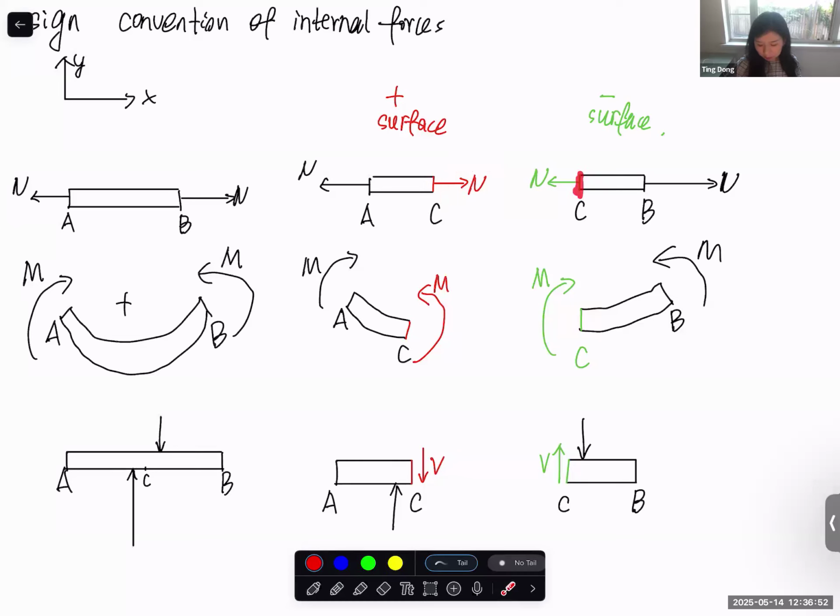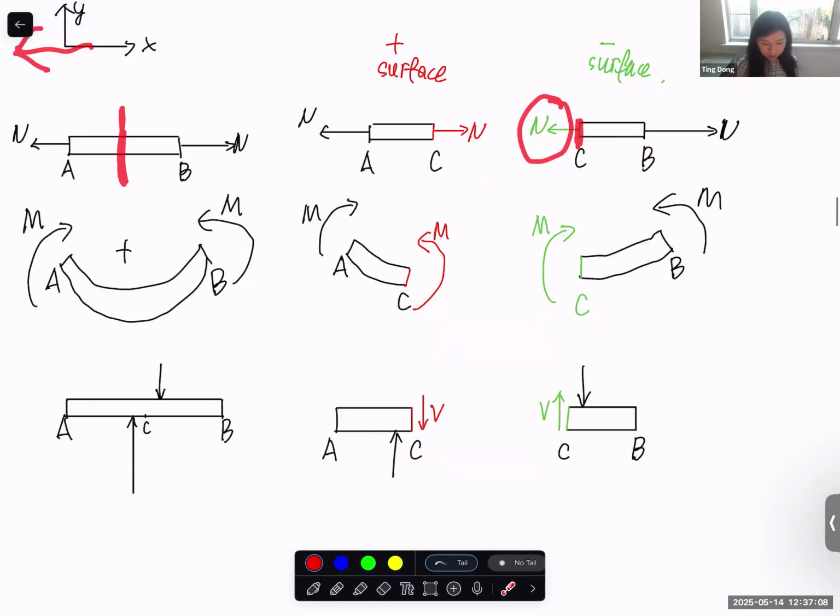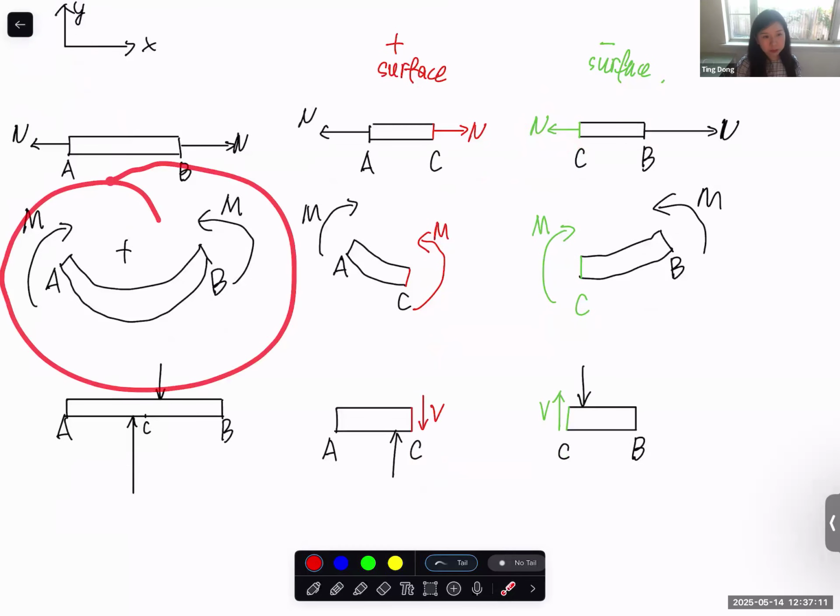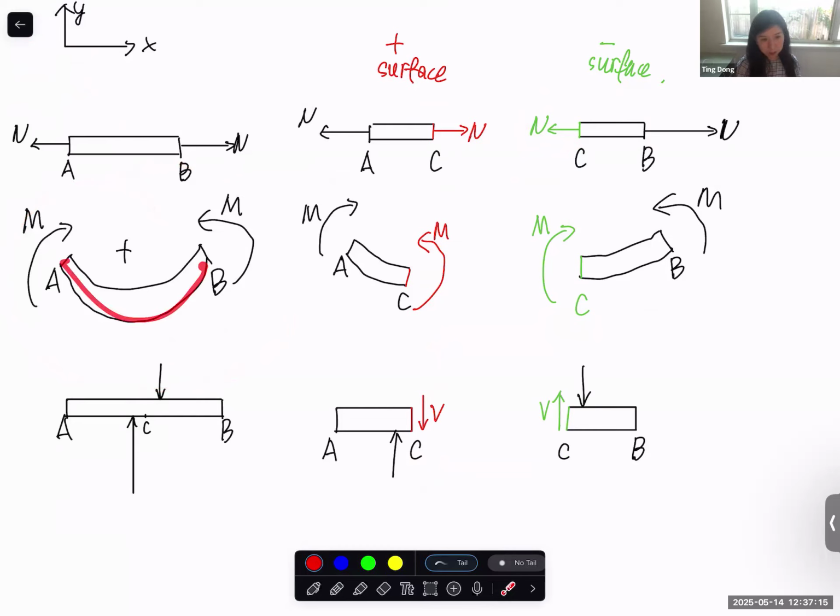And this surface, when you cut through this point, is now facing the negative x direction. So this green surface is the negative surface. And now this is the positive internal force, the positive internal normal force. And same thing, you learned from statics that if the bending makes the beam curve in this way, we consider this a positive bending.